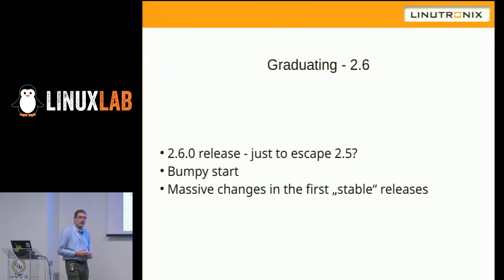So the 2.6 release was basically done because I'm fed up with 2.5 now, and we don't rewrite the memory allocator once more, so let's do 2.6. I don't think that any person on the planet managed to get 2.6 working properly. It booted, but that was about it. So it was really a bumpy start, and we had massive changes in the first stable releases. The memory allocator got replaced another time. So this was totally stupid.